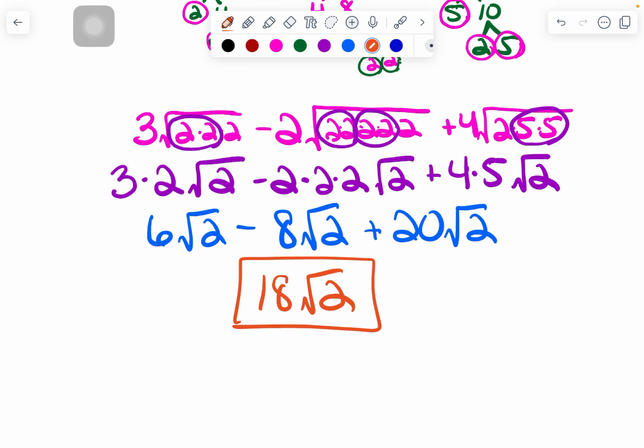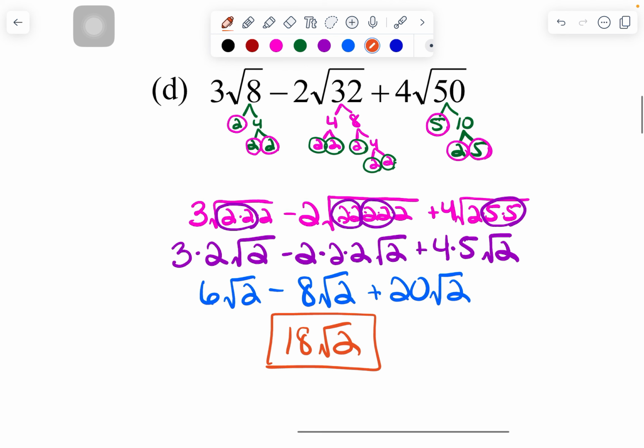Okay, so these problems are a combination of simplifying radicals and then combining, again, I keep referring to as like terms, but any terms that have the same radical, so root 2s go with root 2s, root 5s with root 5s, so forth, so on, those can be combined simply by adding up their coefficients.